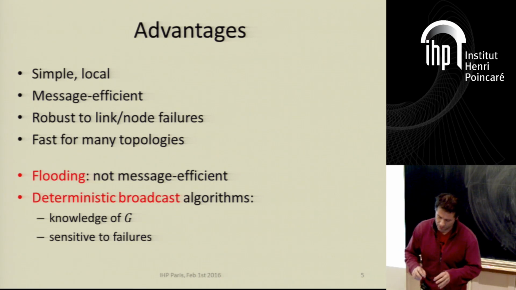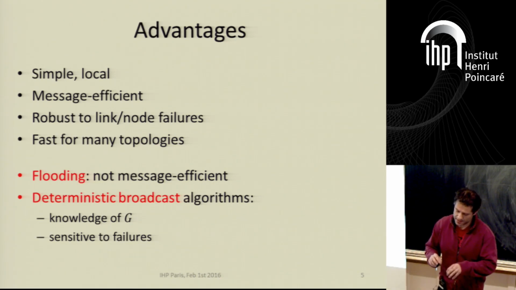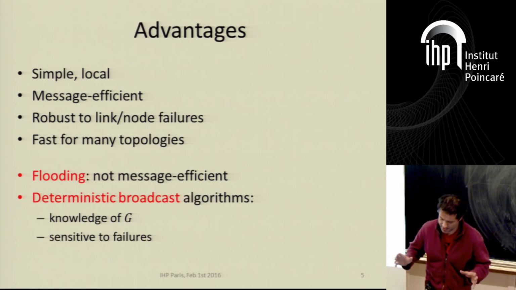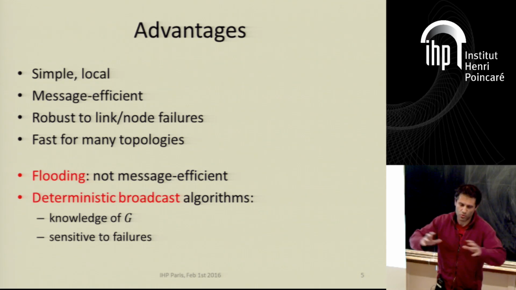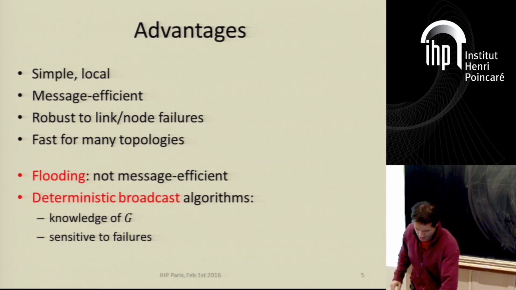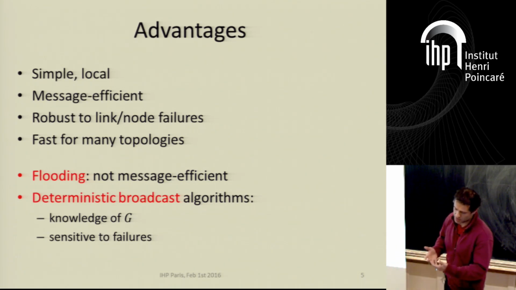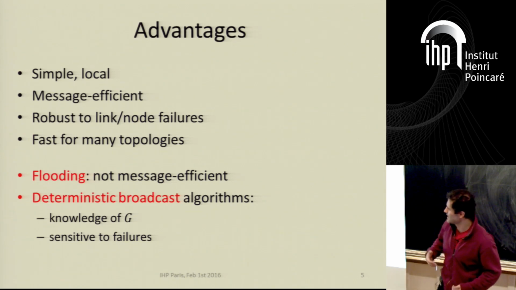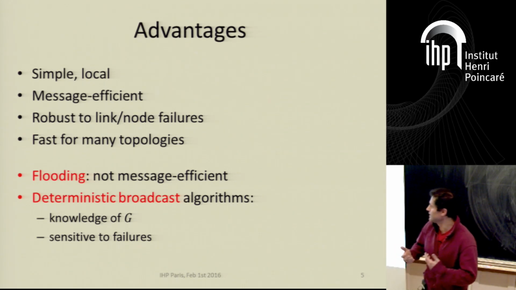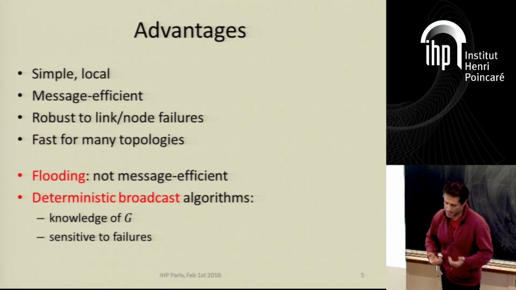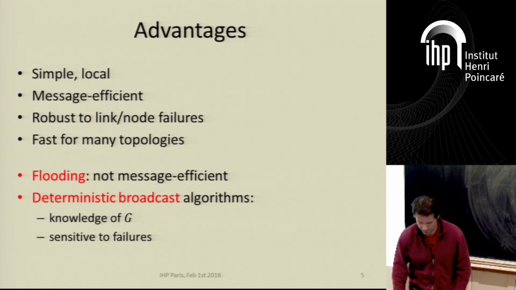In the flooding algorithm, a node, once it gets informed, sends the rumor in the next round to all its neighbors. And structured deterministic broadcast algorithms tend to be more complicated. They require knowledge of G, and they are more sensitive to failures. Okay.